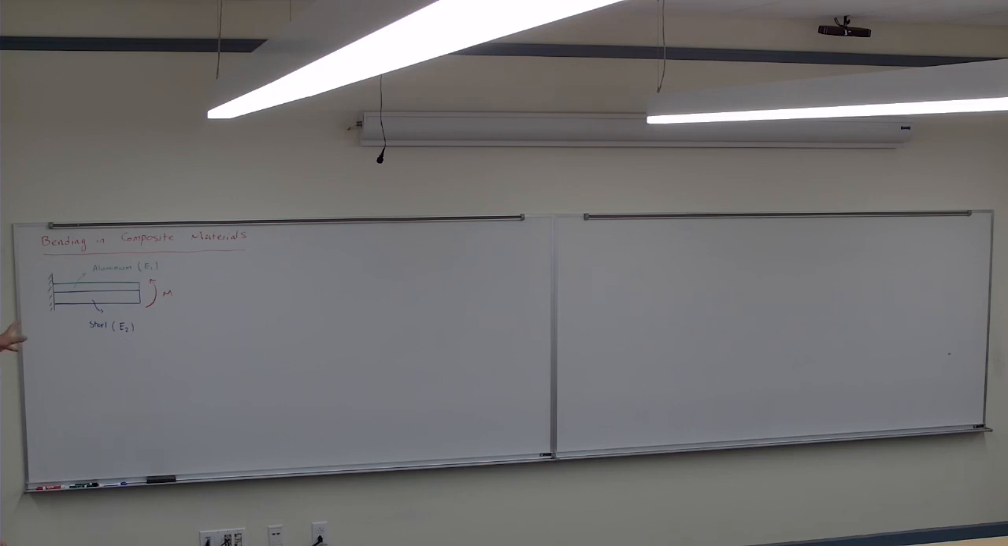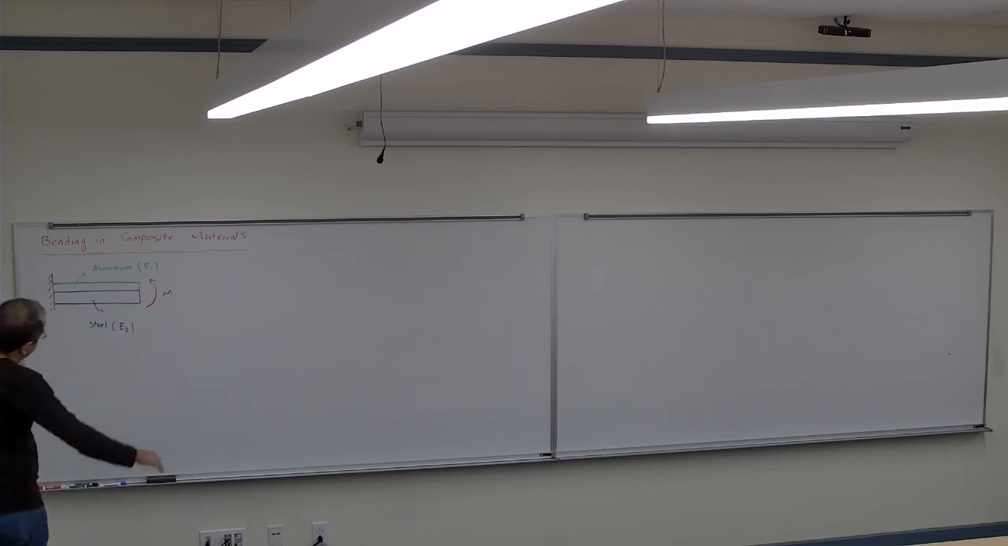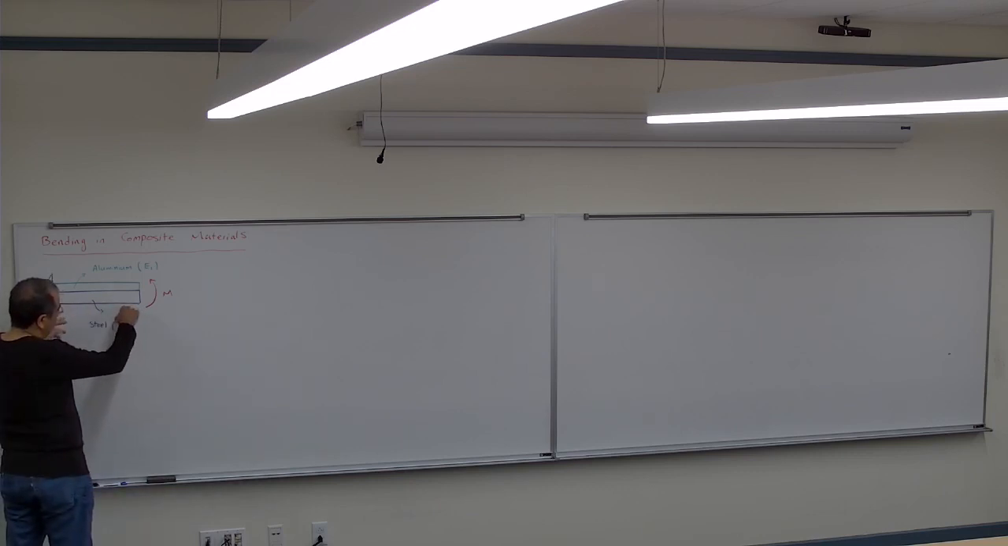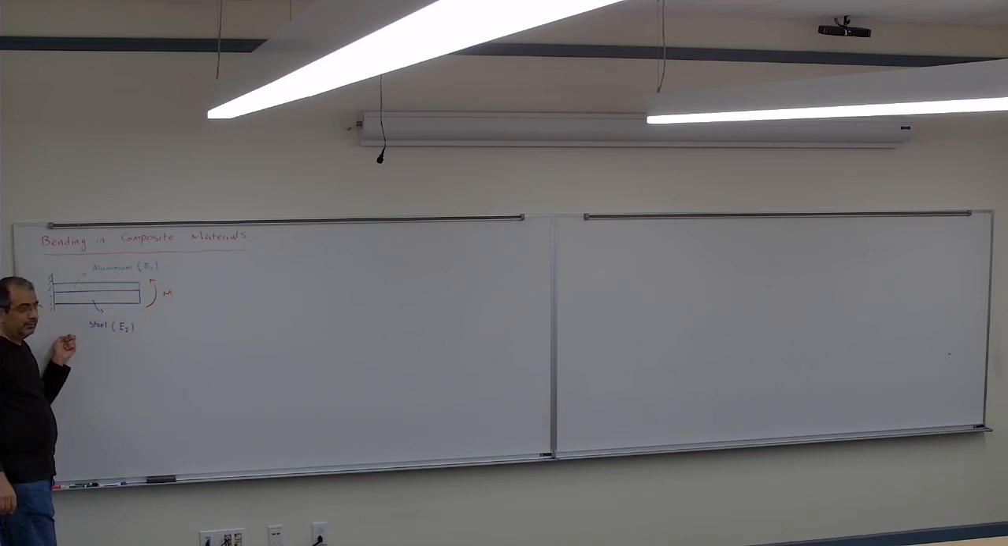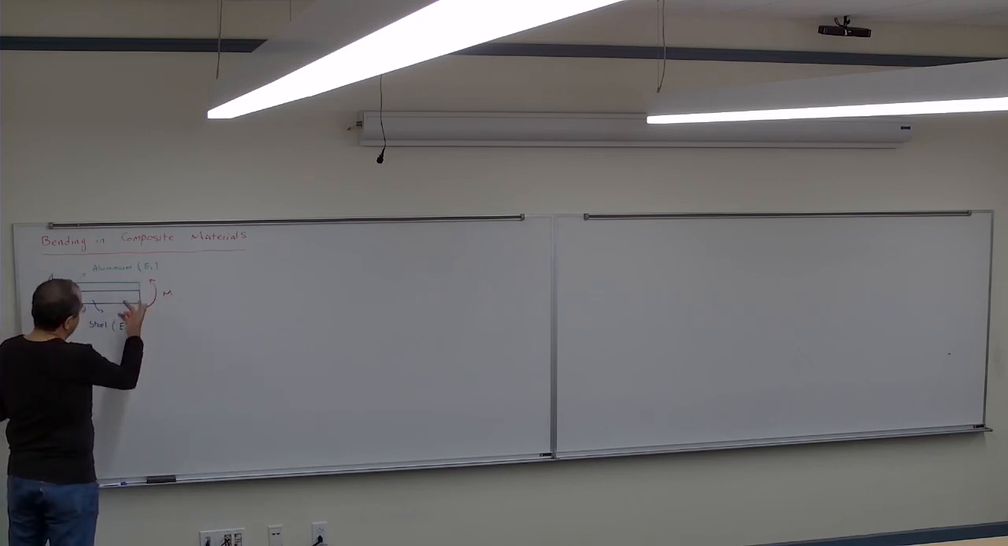So if I'm bending it like that, we know that the very bottom part, which is the steel, is going to be in tension, correct? Because it moves up. The very top part of the aluminum would be in compression. What happens somewhere in between? What happens from here to here?